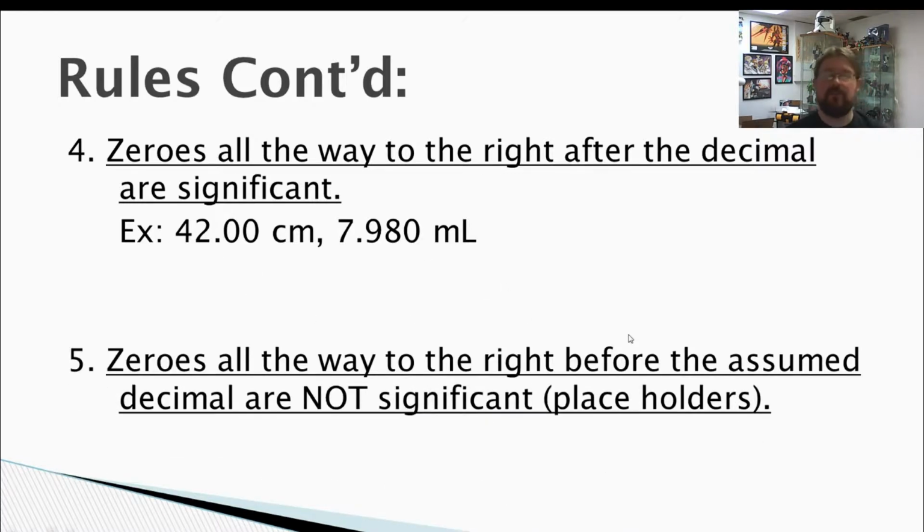And our last rule, Rule 5. Zeros all the way to the right before the assumed decimal are not significant. These are placeholders. So this sounds very similar to Rule 4, but it is different in that there's not a decimal in this one. So let's take a look.